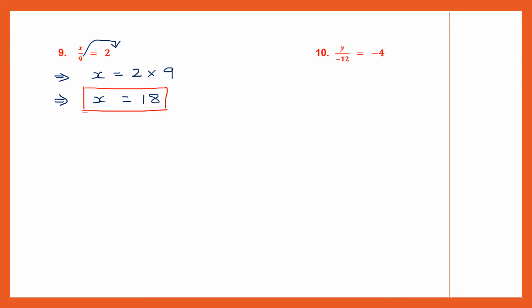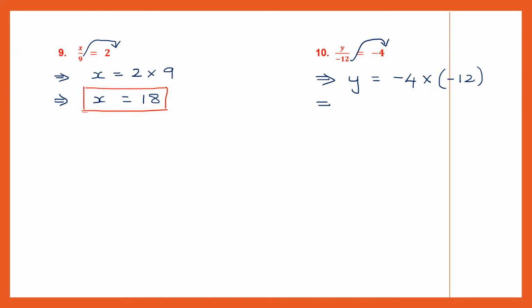Question 10. y by minus 12 is equal to minus 4. So we are going to solve for y. So we're going to leave it on the left hand side. Minus 4 as it is on the right hand side. We're going to transpose minus 12 to the right hand side. Here on the left it is division, but when it goes to the right hand side it becomes multiplication. Multiplied, so here minus 12.